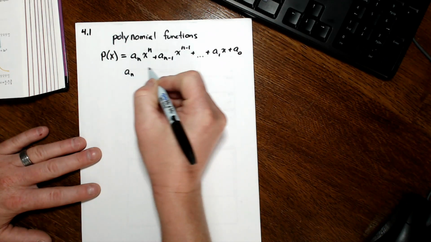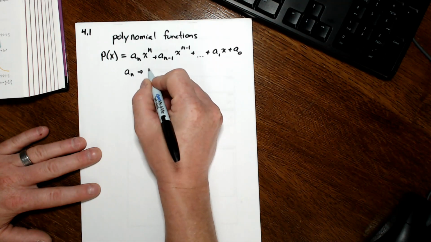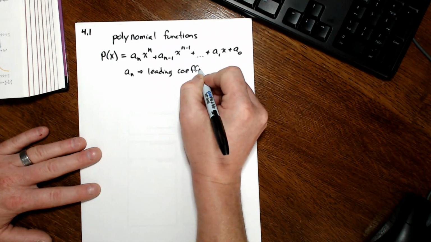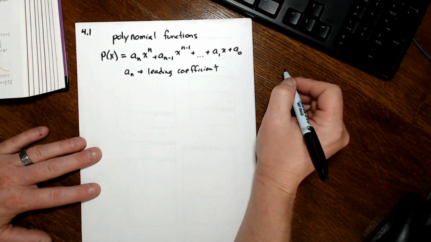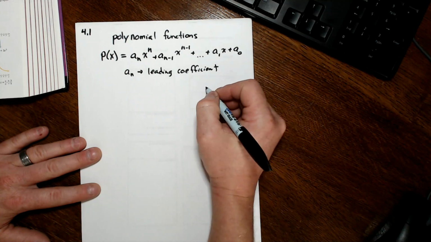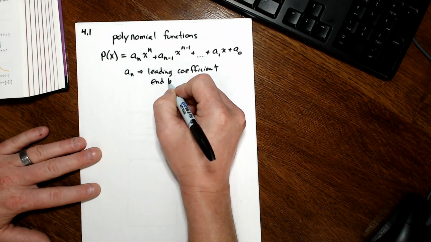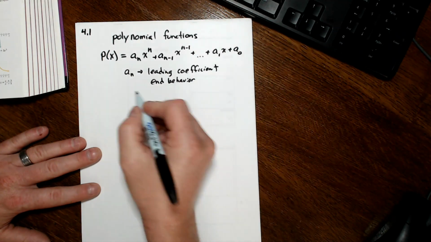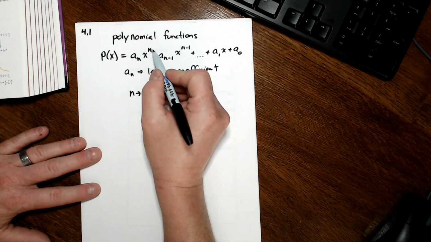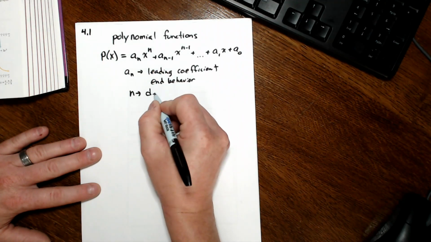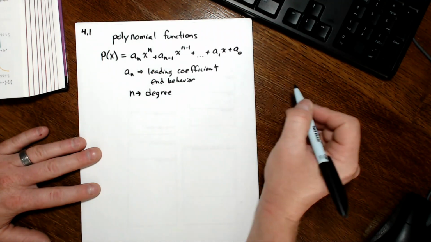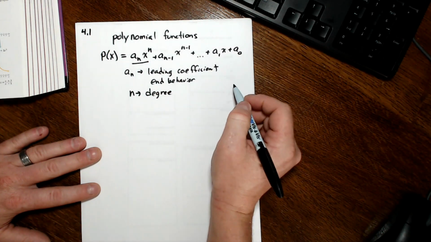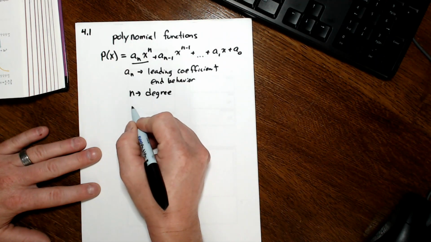First of all, a sub n is called the leading coefficient. And the leading coefficient will help you to determine end behavior, and we'll talk about that in our next video. The value of n that we have here is the degree of our polynomial. This whole thing we have here is called the leading term.